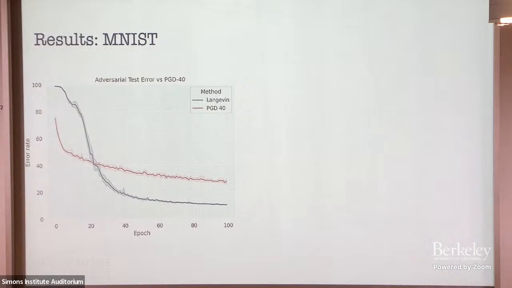So fingers are crossed. We have the first experiments that are on MNIST. The y-axis is the adversarial test error versus PGD14. So on the test set, we compute adversarial examples and we look at the robustness of the classifier. Lower is better. And what we see is that, of course, because we do fewer steps of the inner problem, it takes a bit of time to take off for the learning of the model. But at the end of the day, this is faster than PGD14.